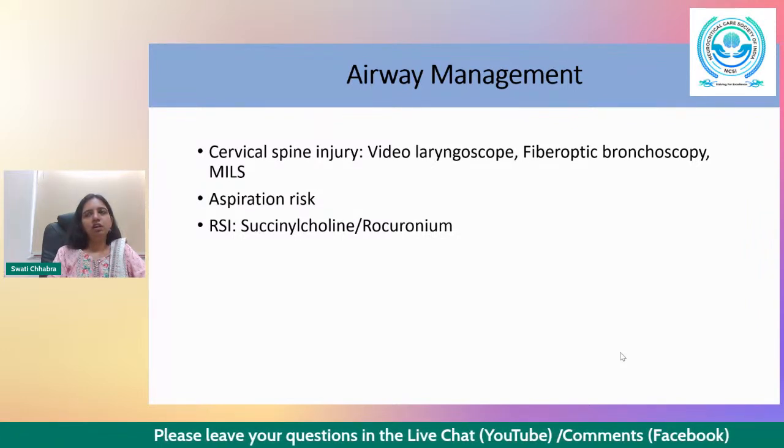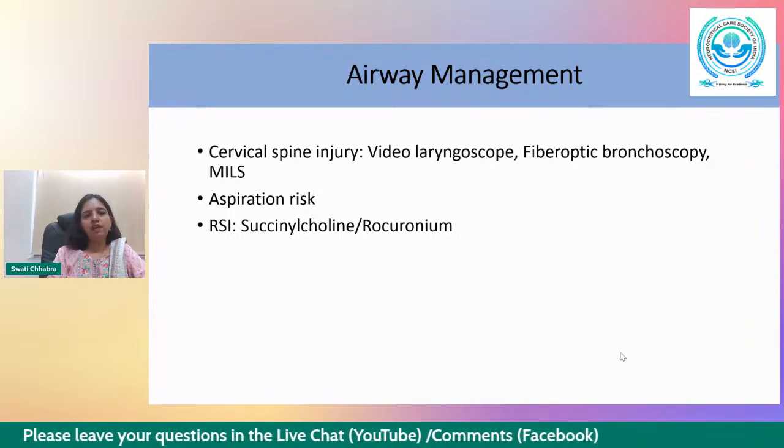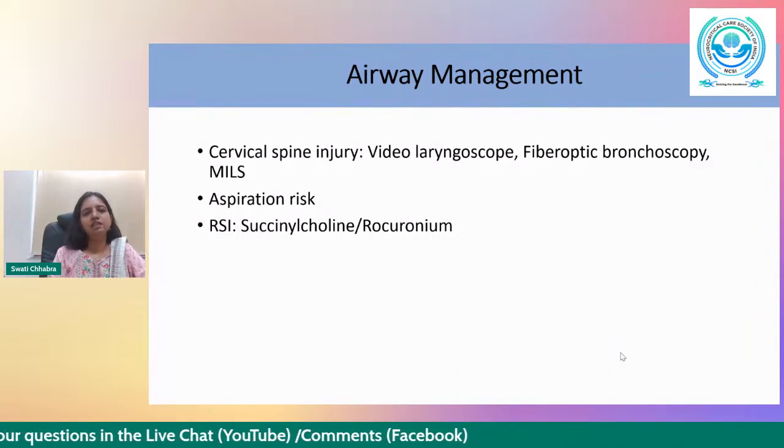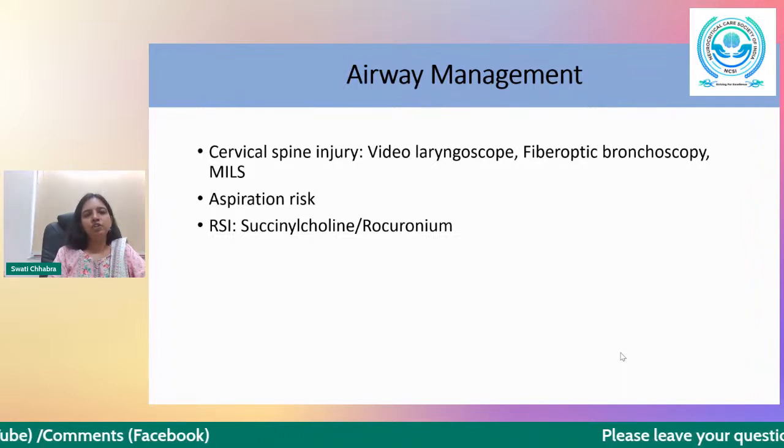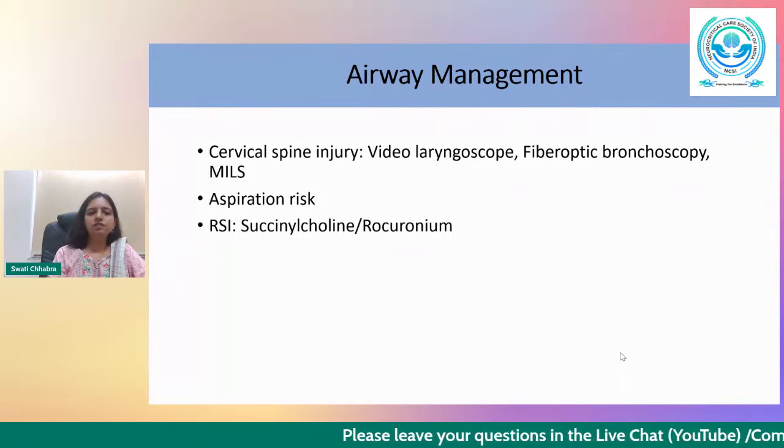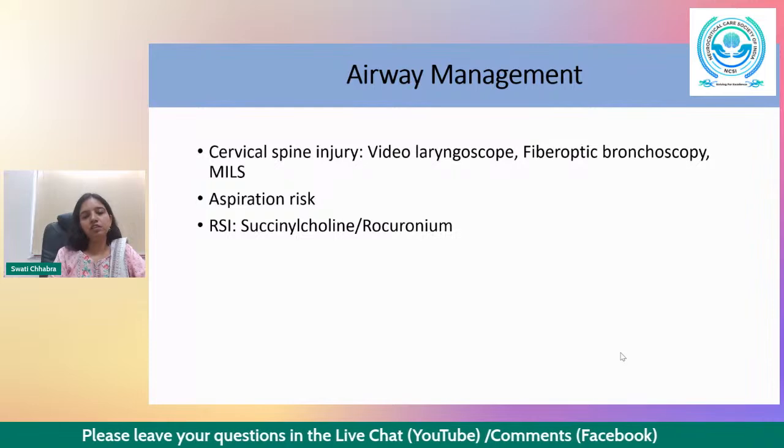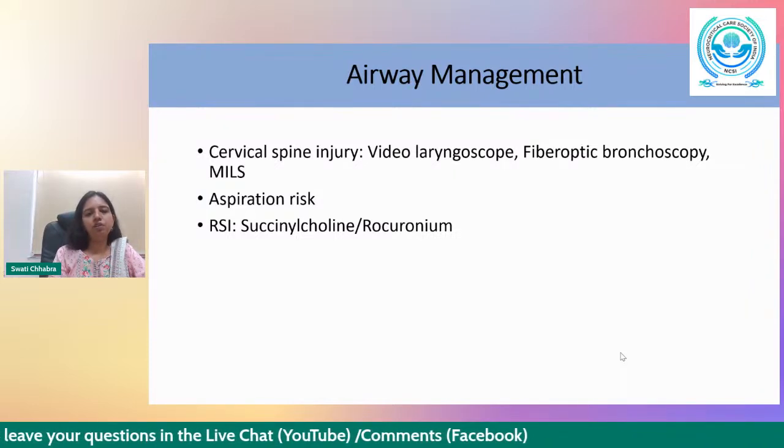If there is a doubt about the fasting status, or there is delayed gastric emptying due to trauma, a rapid sequence induction and intubation can be used with succinylcholine or rocuronium. And as discussed further, with succinylcholine, if there is a risk of transient increase of ICP, a defasciculating dose of non-depolarizing agents can be used.